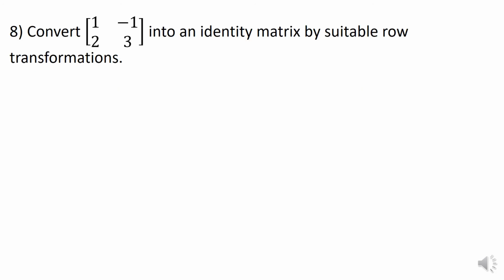Here, convert the given 2 by 2 matrix into an identity matrix by using suitable row transformations. Now the identity matrix which we have to convert contains 2 rows and 2 columns. Thus, in the first row we have to get 1, 0, and in the second row we have to get 0, 1. So if A is the given matrix, we see that the 1st element is already 1.